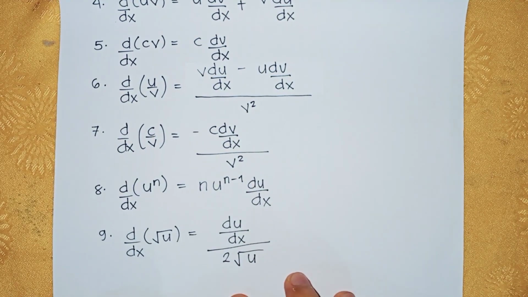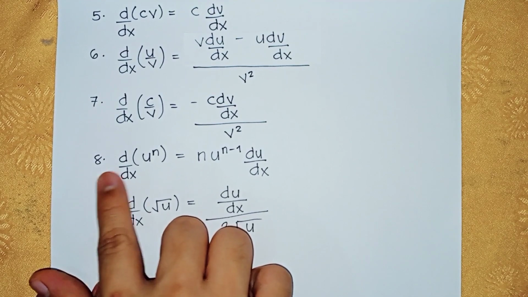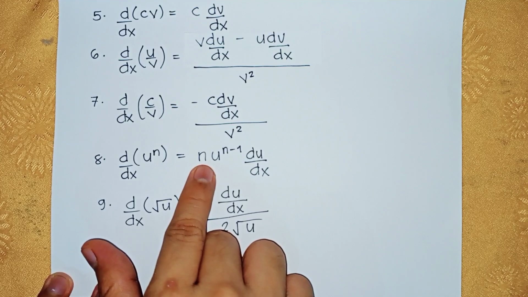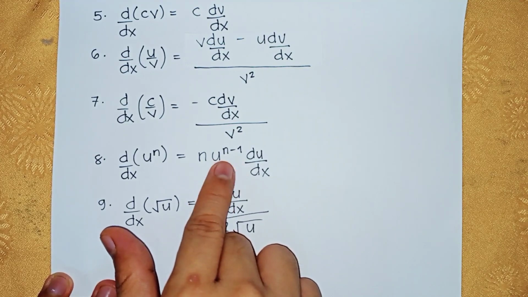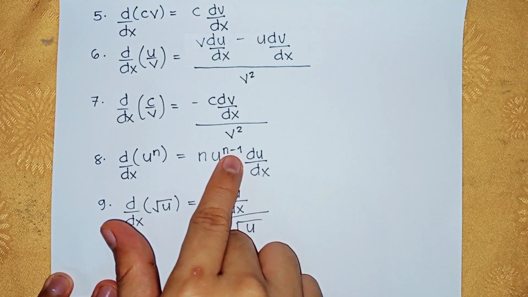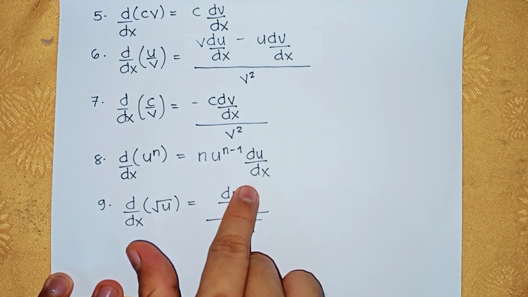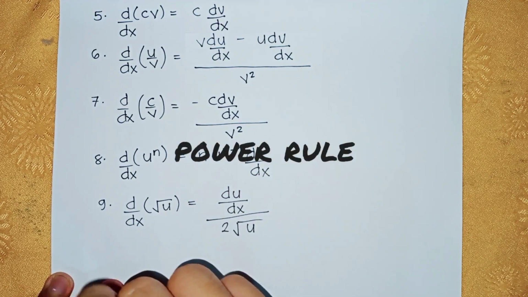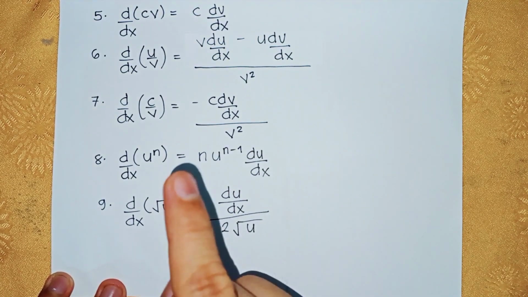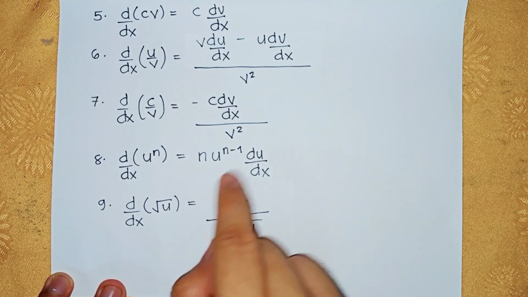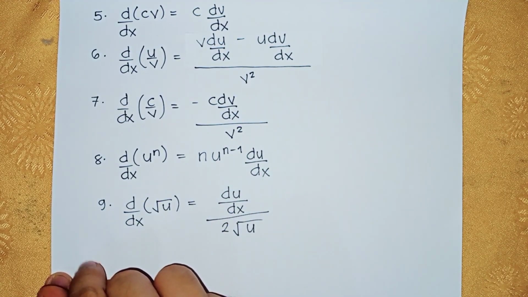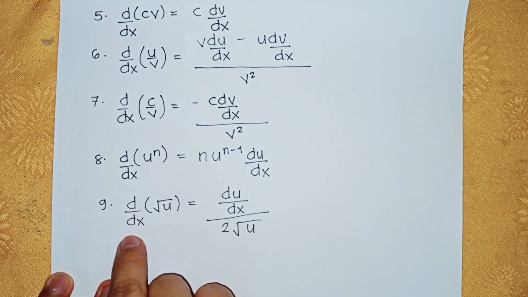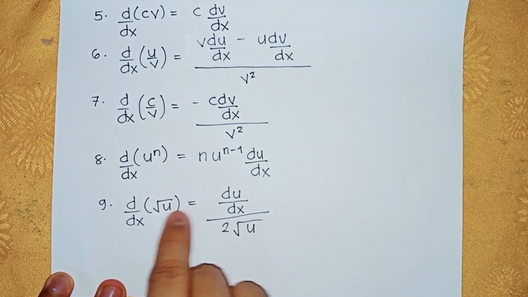Okay, rule number 8. The derivative of a function with a constant exponent is equal to the exponent times the function reduced in power by 1 times the derivative of the function. This rule is called the power rule. We always use this. We use it a lot in differentiation, in almost everything. So, lastly, rule number 9.